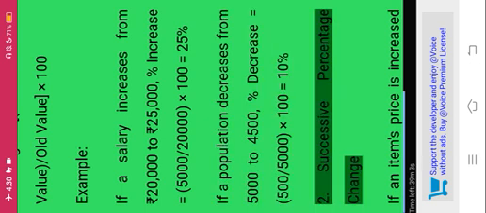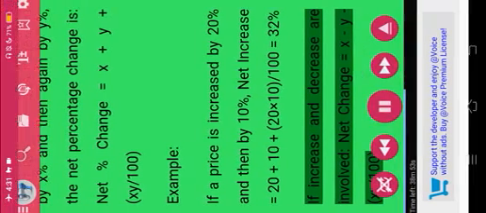2. Successive percentage change. If an item's price is increased by X% and then again by Y%, the net percentage change is: net percent change equals X plus Y plus XY over 100. Example: if a price is increased by 20% and then by 10%, net increase equals 20 plus 10 plus (20 times 10) over 100 equals 32%. If increase and decrease are involved, net change equals X minus Y minus XY over 100.